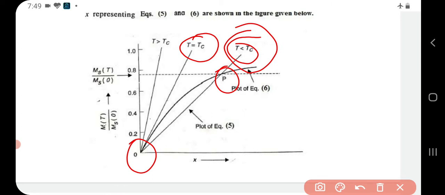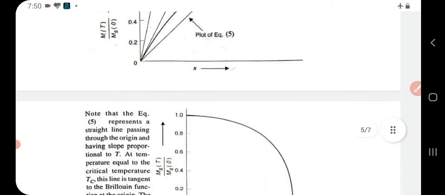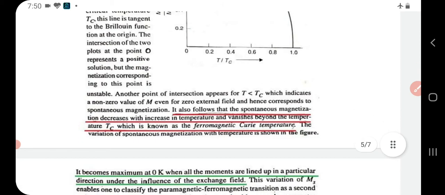And at this point, magnetization has a non-zero value, but the magnetic field is zero. That is, even though the magnetic field is zero, you have a non-zero value of magnetization, and that's the condition for spontaneous magnetization, right? Now it also follows that spontaneous magnetization decreases with increase in temperature, and it will vanish beyond the temperature Tc, that is the critical temperature, which is known as the ferromagnetic Curie temperature. This we have already said.